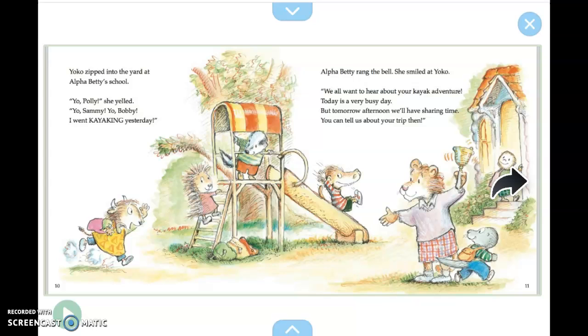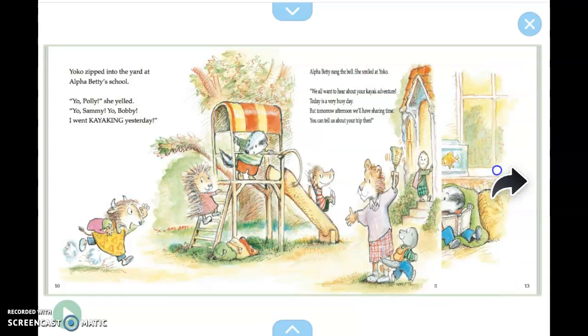Yoko zipped into the yard at Alpha Betty's school. Yo, Polly, she yelled. Yo, Sammy and Bobby. I went kayaking yesterday. Alpha-Betty rang the bell and smiled at Yoko. We all want to hear about your kayak adventure. Today is a very busy day, but tomorrow afternoon we'll have sharing time. You can tell us about your trip then.